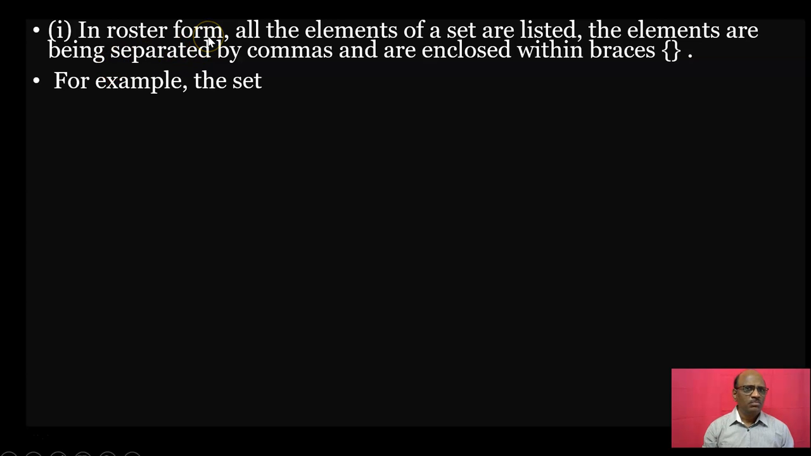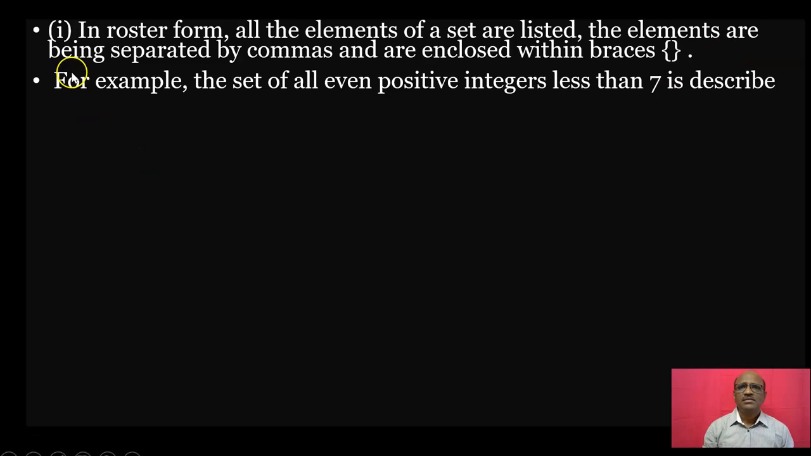In roster form, all the elements of a set are listed. We take the list of all the elements. The elements are separated by commas and are enclosed within braces, like this, in curly brackets.